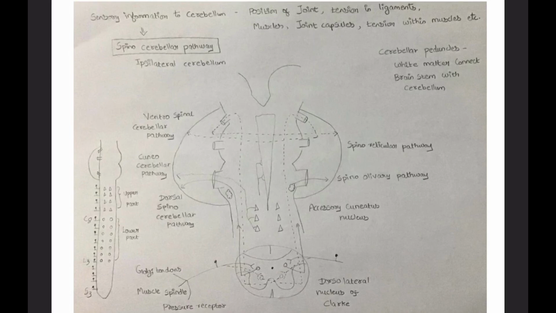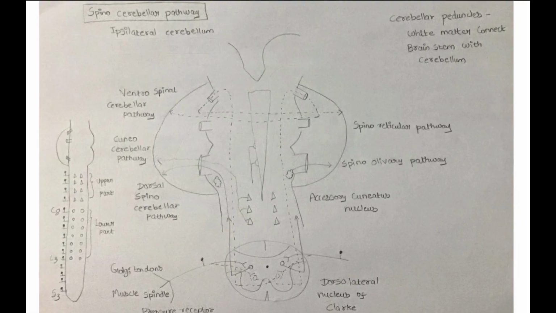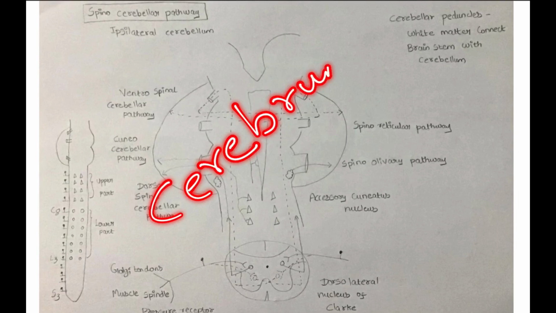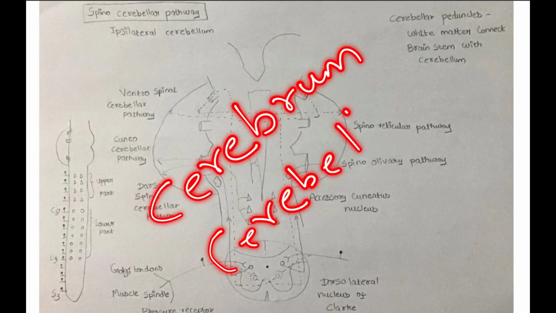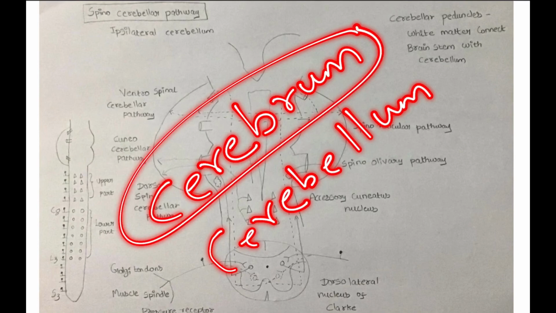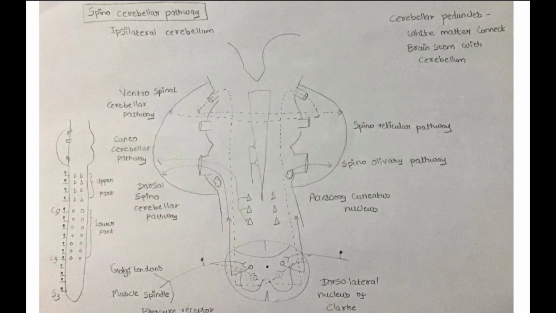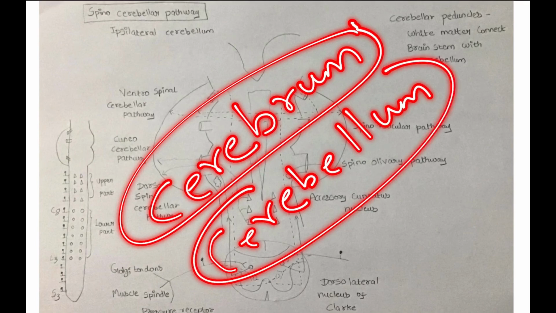So this sense of position inside your body is transmitted to the cerebellum through the spinocerebellar pathway, that is from the spinal cord to the cerebellum. Please do not confuse cerebrum with cerebellum. This cerebrum, you see at the top of the brain, that is the cerebral cortex. This cerebellum is present on the posterior side, that is at the back of your brain.